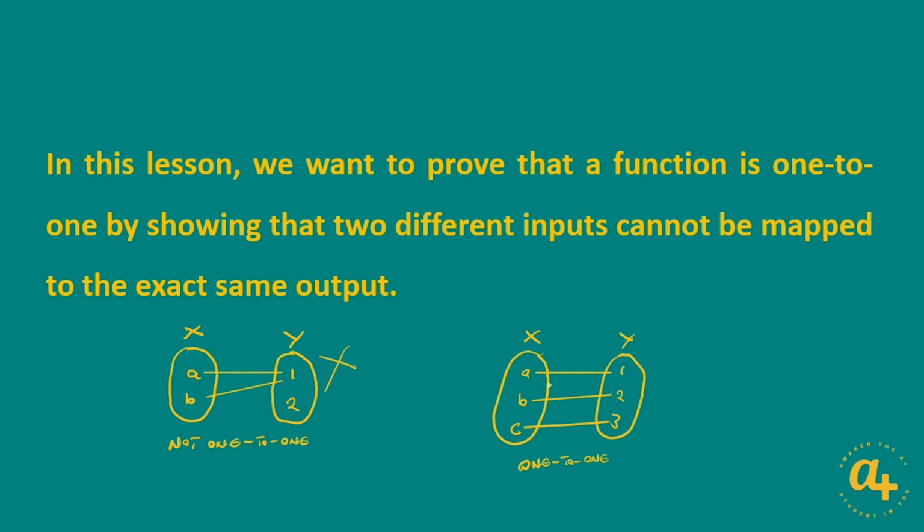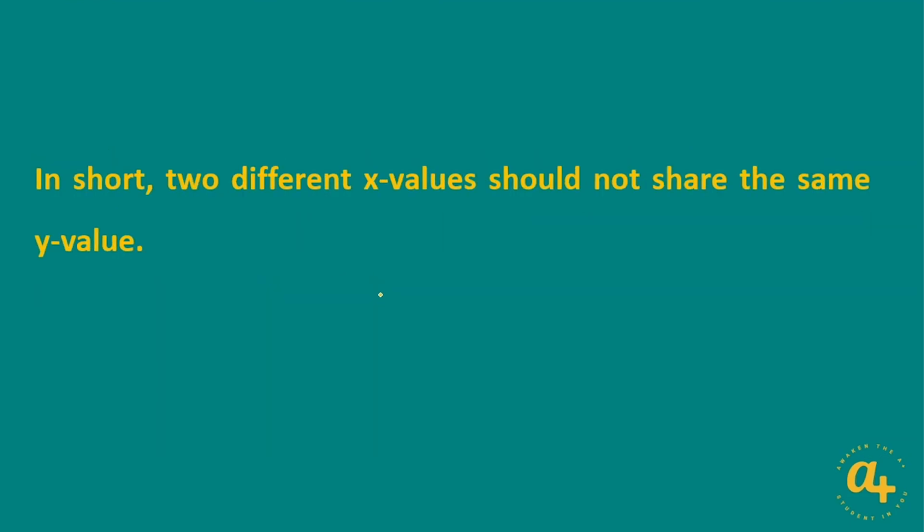Instead, we want to see exactly one input in the domain mapped to a unique output in the range. So this is what we want to see happen. So what we are trying to say in short is that two different x values should not share the same y value, or two different inputs should not share the same output. This is what we're trying to come across.